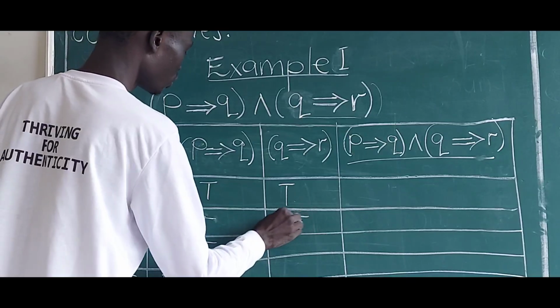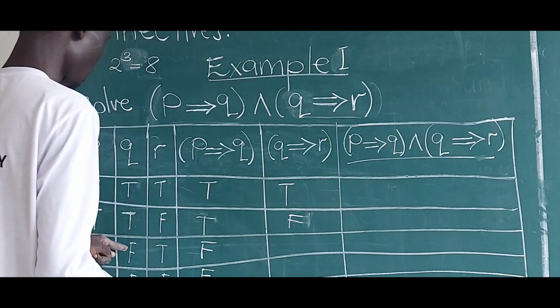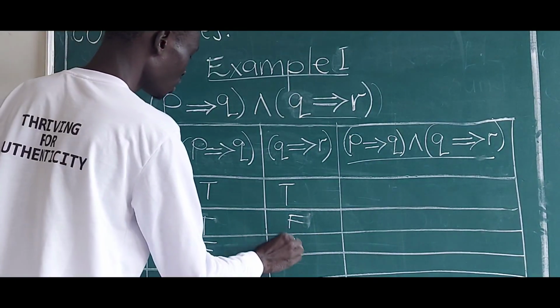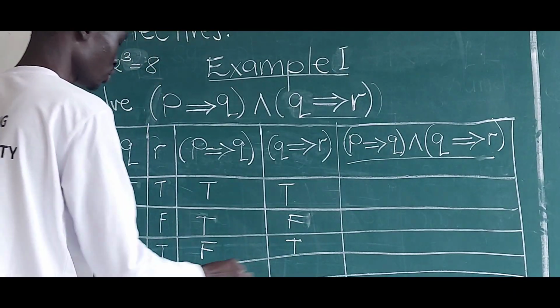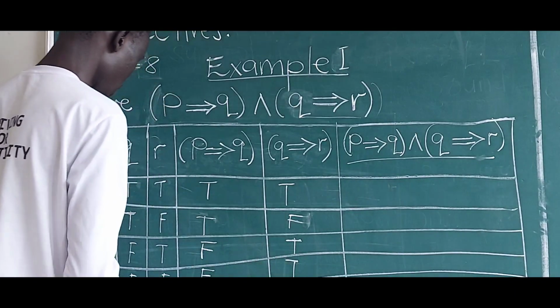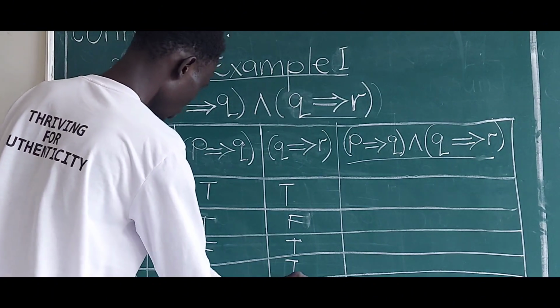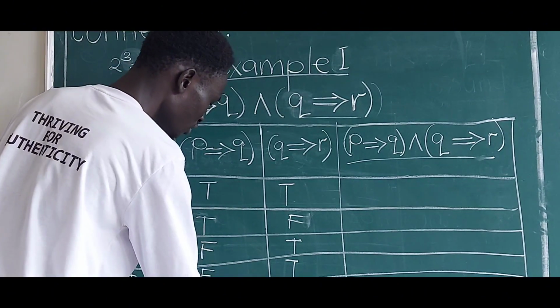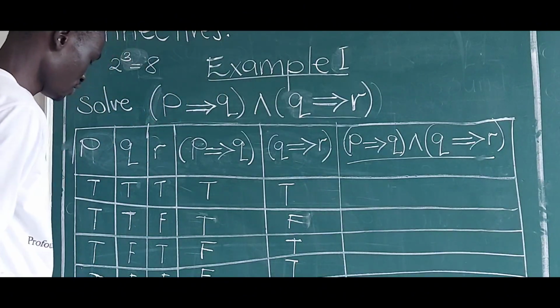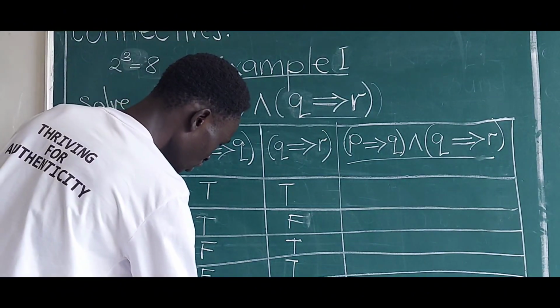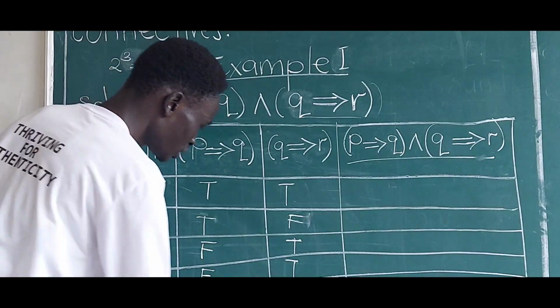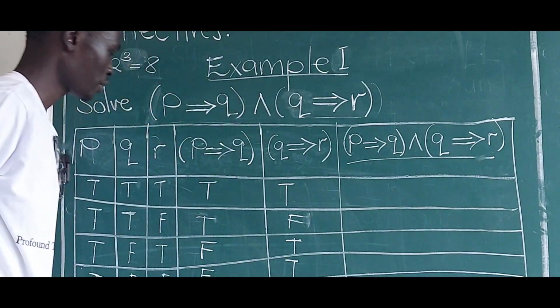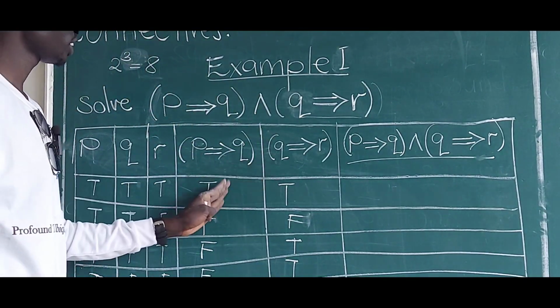Here false. Okay. It is false, true. We are getting true. It is false, false. We are getting true. It is true, true. We are getting true. Okay, it is true, false. You are getting false. Okay, it is false, true. You are getting true. It is false, false. You are getting true. Okay, now we got for this and this.